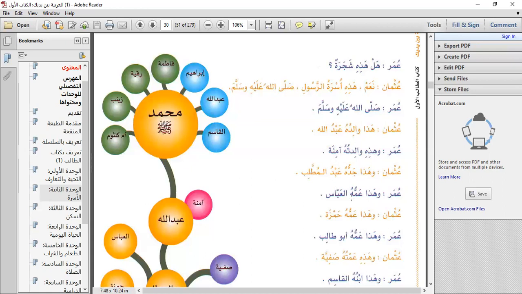Am means paternal. Aunt means, in Urdu you can say, Popo. We call her Popo, Masi, whatever you call her. It's ammatuhu, paternal aunt, the sister of your father.